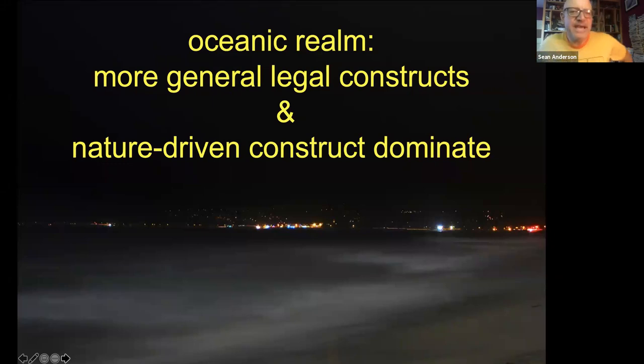Okay, so now let's shift gears a little bit and talk about stuff in the ocean. So in the ocean, because there's fewer people, and there's one huge thing. So what's one huge thing from a legal context that we have on land that we don't have in the ocean? Any ideas?